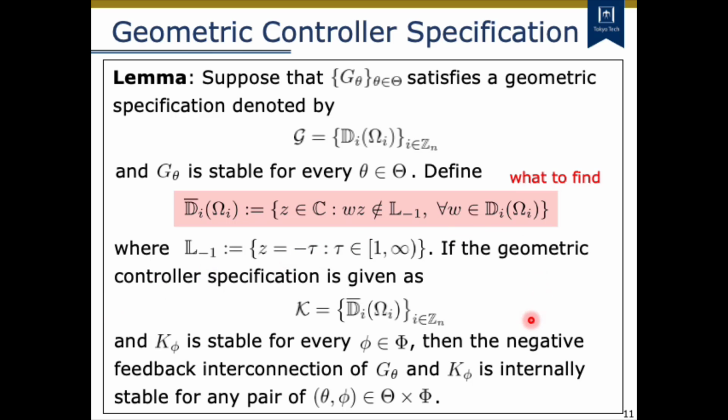The final part here states that if the geometric controller specification K is given as a set of domains Di bar, and every controller K phi is stable, then the resultant feedback system is internally stable for any possible pair of plants and controllers. As we can see here, this statement seems complicated, but its meaning is clear. What we have to do is to find the domain Di bars for the given domains Di.